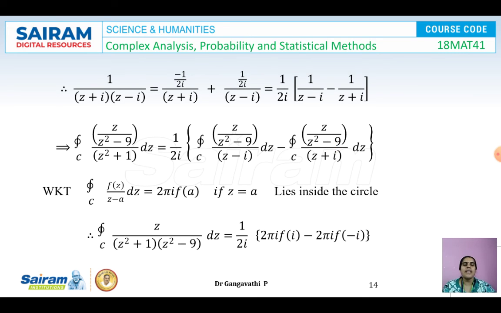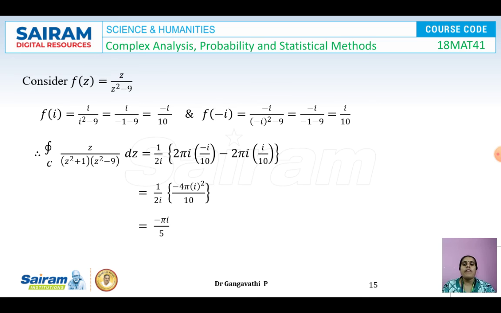So when we do so, f of z is z by z square minus 9 and we are replacing z equal to i. So i by i square minus 9. i square is minus 1. So we get i by minus 10. And f of minus i is minus i by minus i square minus 9. Again minus i whole square is plus i square, which is minus 1. So minus and minus get cancelled. We have i by 10.